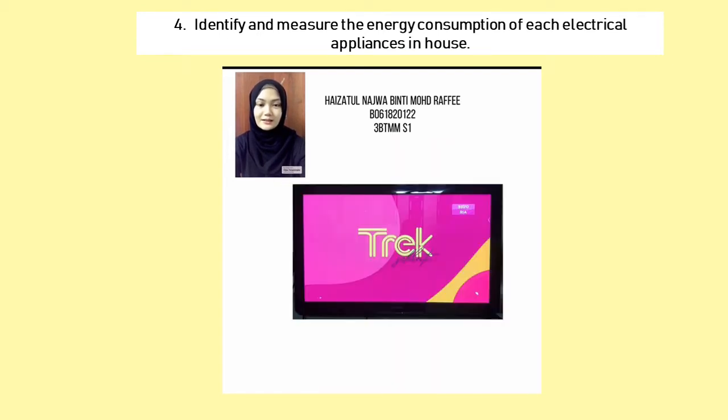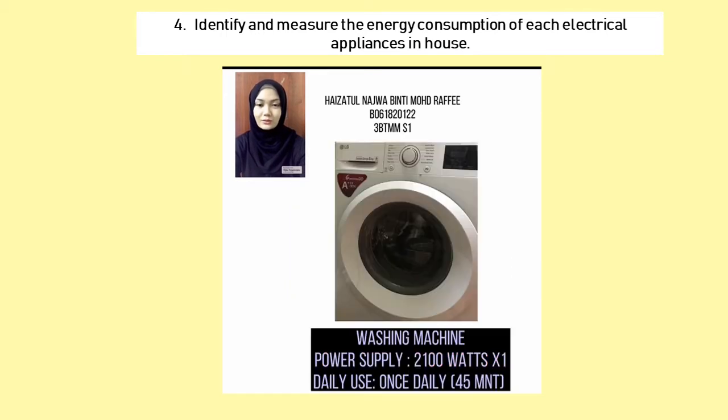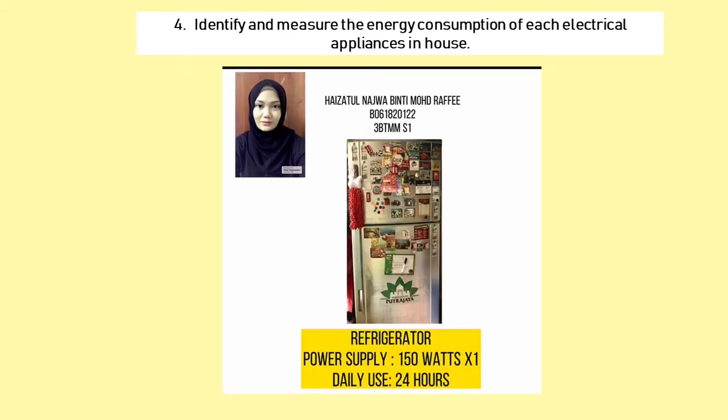And last but not least, I have only one of each of these electrical appliances in my house, which are television, washing machine, and refrigerator. The television consumes 100 watts, and the daily consumption is around 6 to 7 hours. The washing machine uses 2,100 watts in a day for 25 minutes, and the refrigerator uses 150 watts within 24 hours of use.